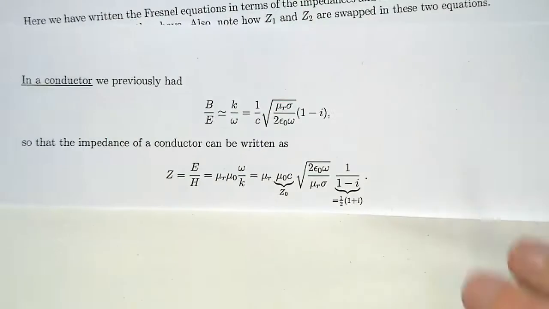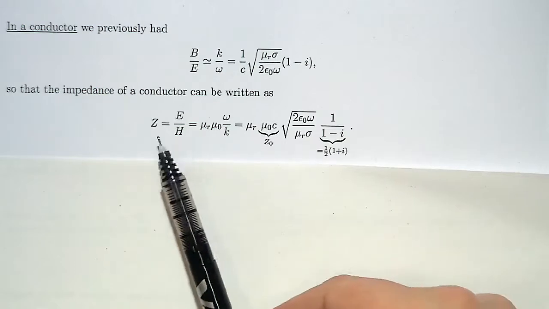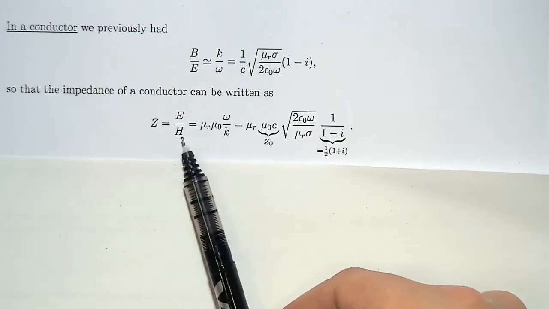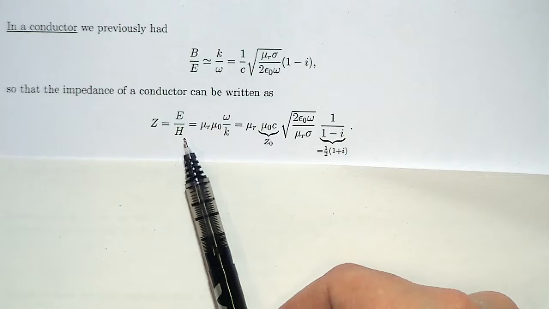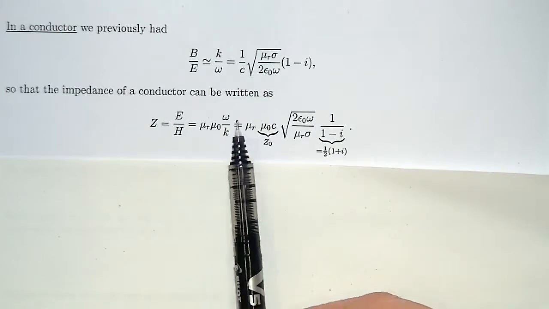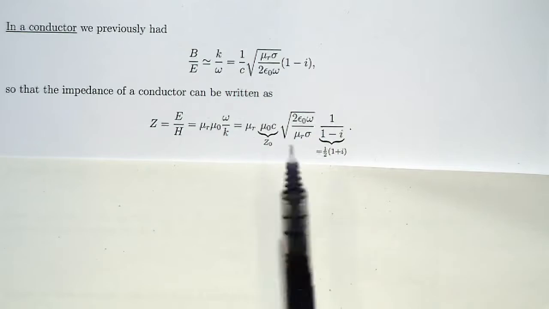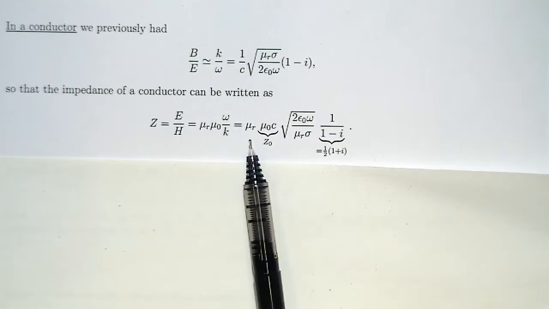Let's write that down in terms of this new impedance that we've just worked out. So I'm going to work out the impedance in terms of E over H. The impedance is E over H, in whatever wave we're in, in whatever material. So E over H is equal to mu r, mu naught, omega over k. And I can rewrite that. I keep the mu r on the left, assuming it might not be equal to 1.